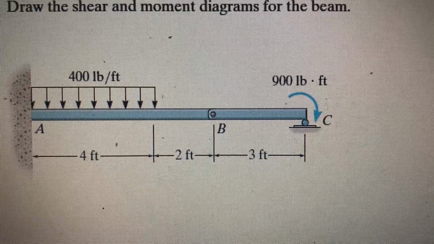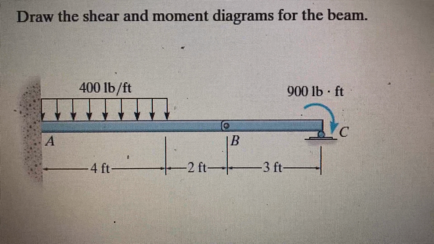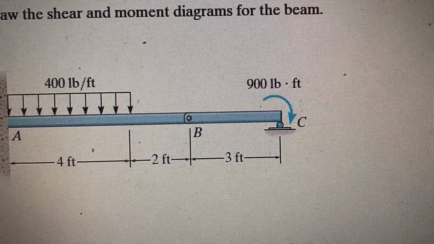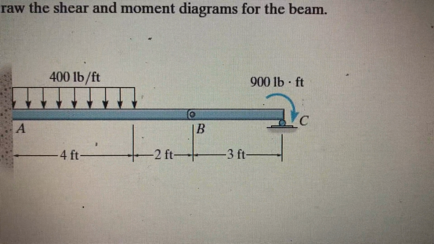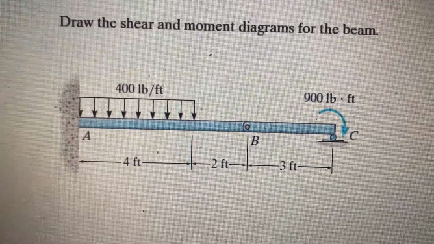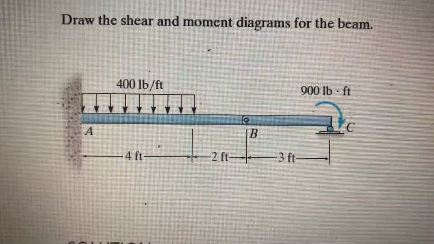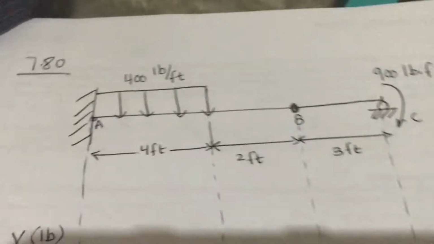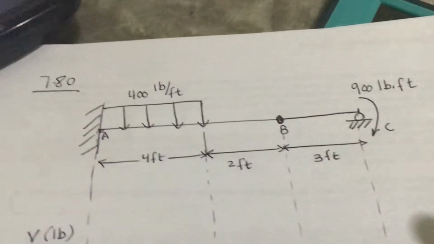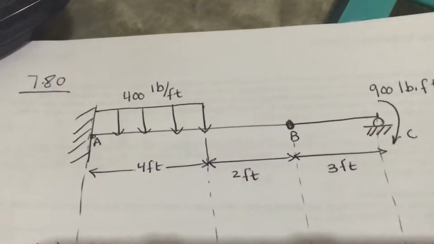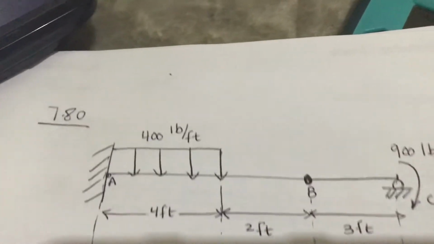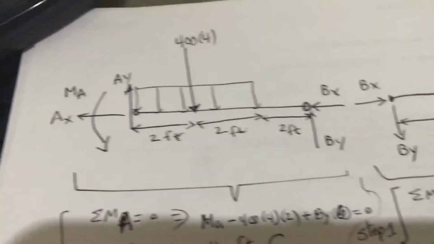Look at this. In this beam there's a joint here at point B. And then at point C, there is a moment of 900 pound-feet. Okay, how could you draw the shear and moment diagram for this beam? So let's do it like this. We put the question like that, 400 pounds per foot, and then we should try to find the reactions.